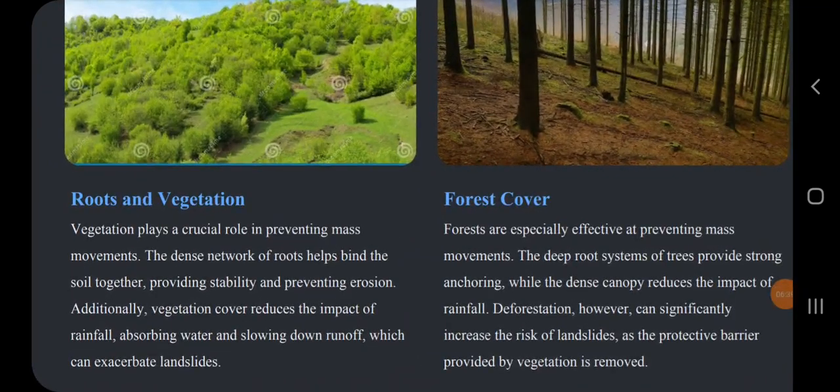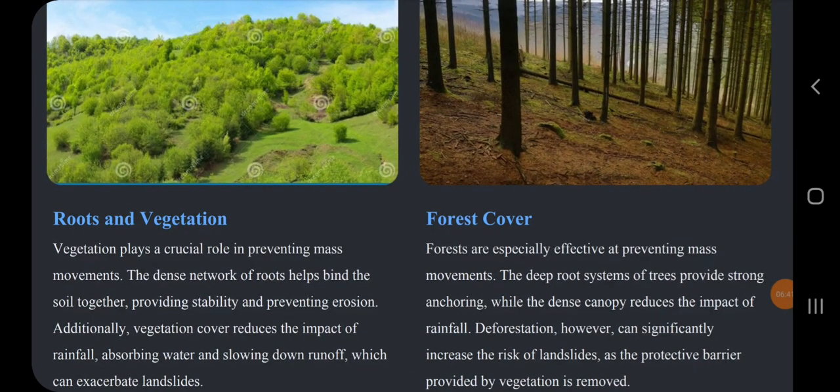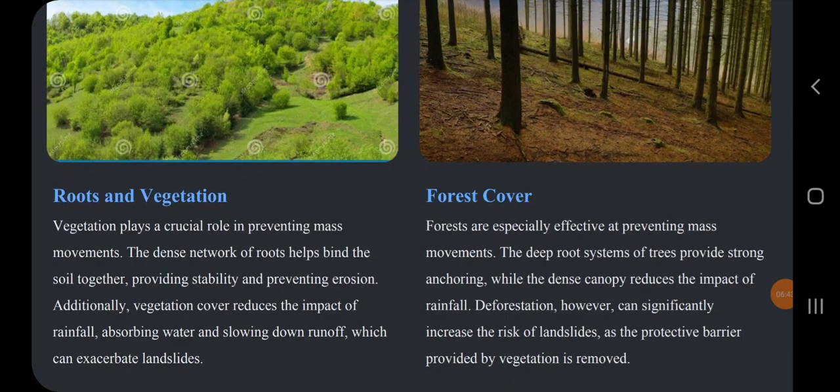Roots and vegetation. Vegetation plays a crucial role in preventing mass movement. The dense network of roots helps bind the soil together, providing stability and preventing erosion. Additionally, vegetation cover reduces the impact of rainfall, absorbing water and slowing runoff, which can exacerbate landslides.